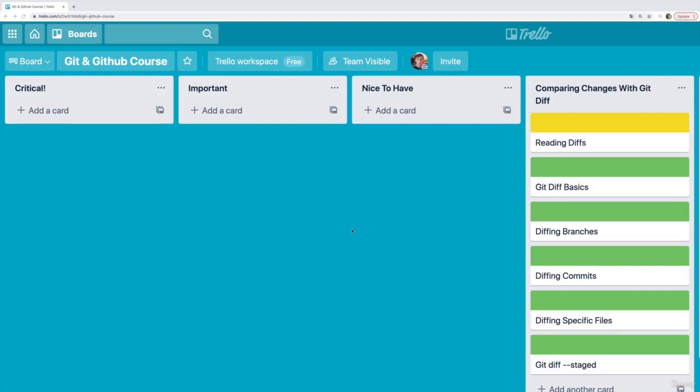Okay, so I hope you made it through merging. Now we move on to a section all about one command called git diff. And honestly, most of this section is going to go under important, not critical.